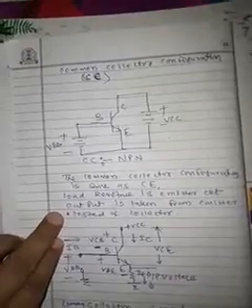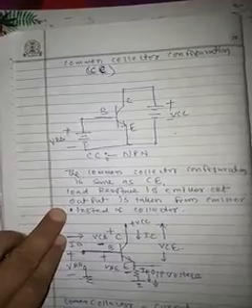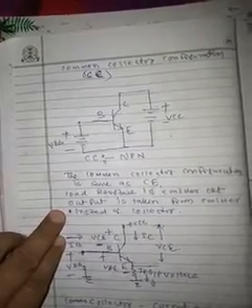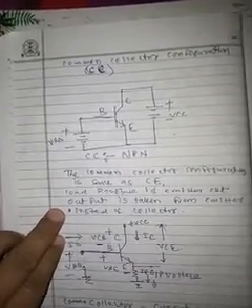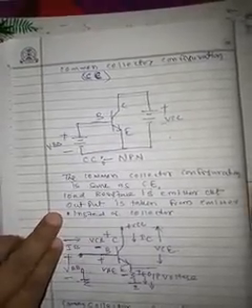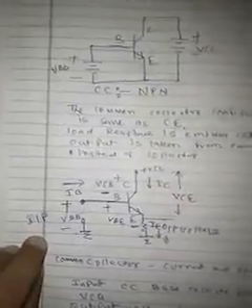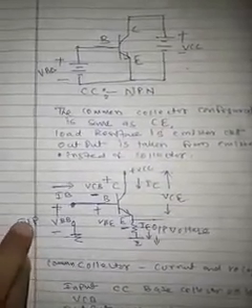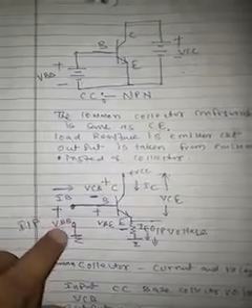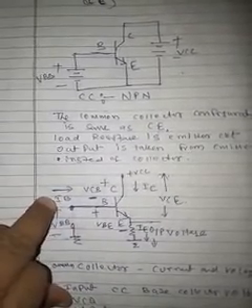What we are doing in a common collector configuration, which is similar to the common emitter, is that the load resistance, instead of connecting to the collector, we are connecting to the emitter. So that is shown here in this figure. The figure is called the common collector configuration. Here you can see the input. This is VBB, this is IB, the direction of the base current.